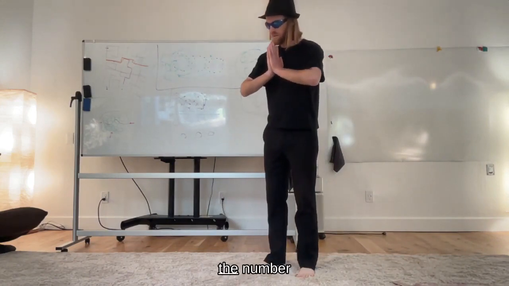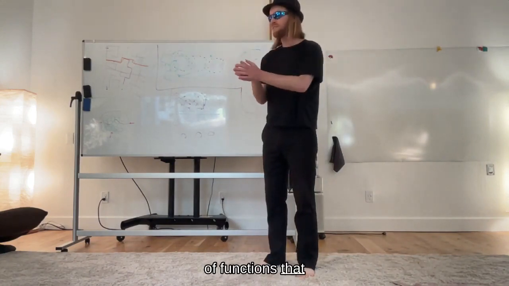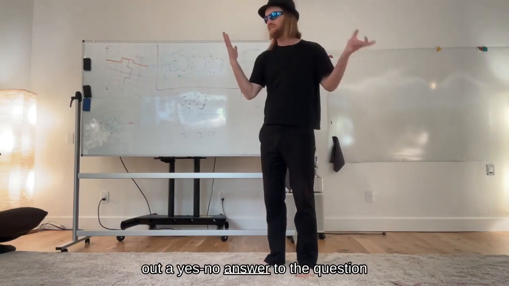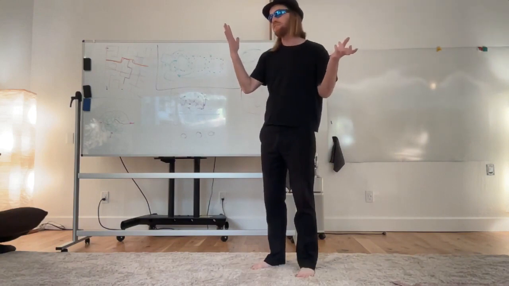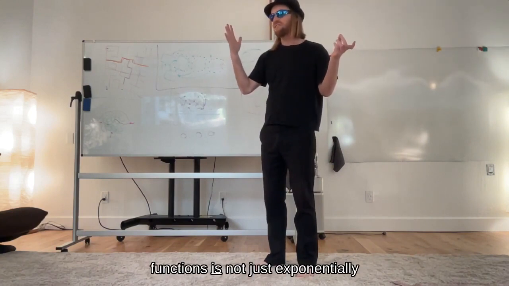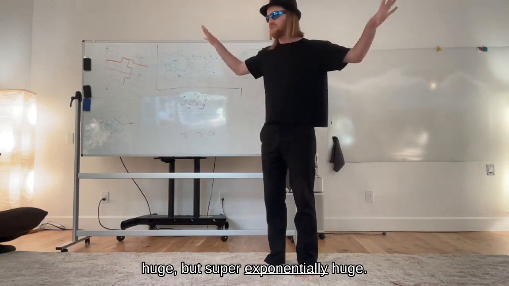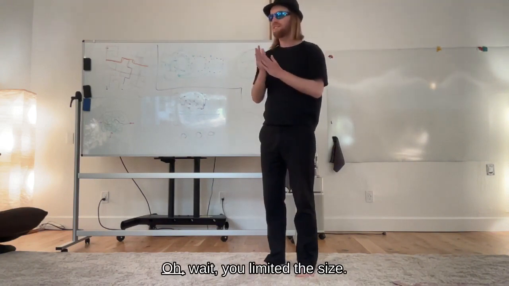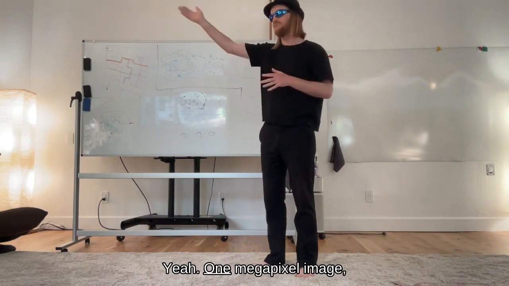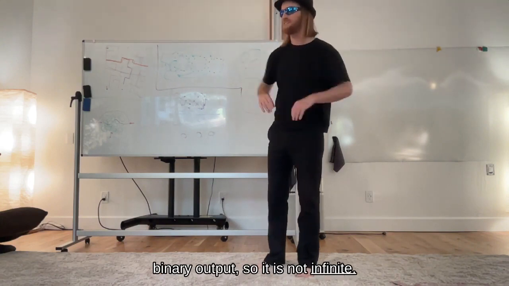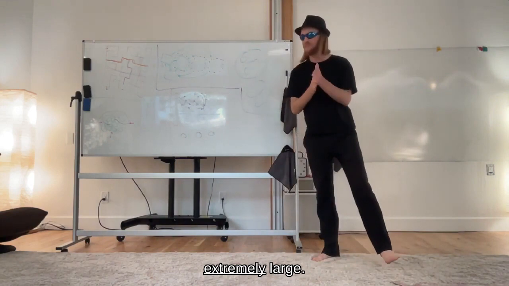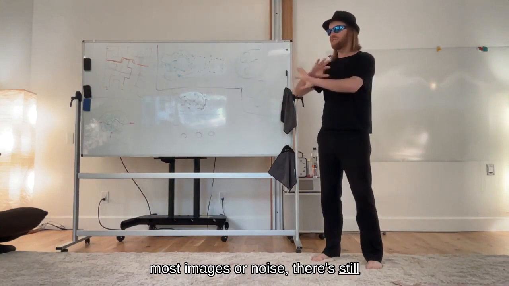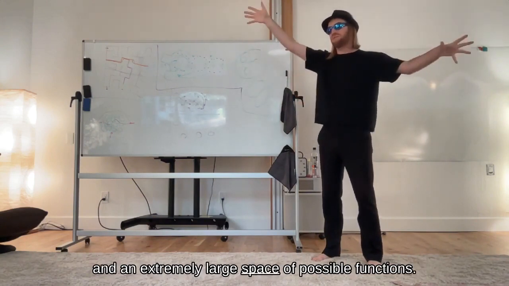If you think about the number of functions that take in a megapixel image and spit out a yes/no answer to the question, is there an apple in this image? The number of such functions is not just exponentially huge, but super exponentially huge. It's like 2 to the 2 to the million. Okay. Why isn't it infinite? Wait, you limited the size. Yeah, okay. 1 megapixel image, binary output, so it is not infinite. It is finite, but extremely large. Yeah. And even once we account for most images being noise, there's still going to be a pretty large space of images and an extremely large space of possible functions.